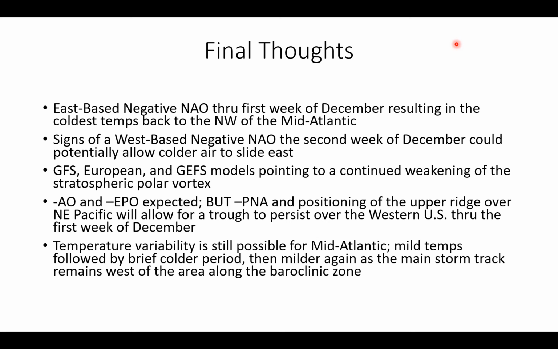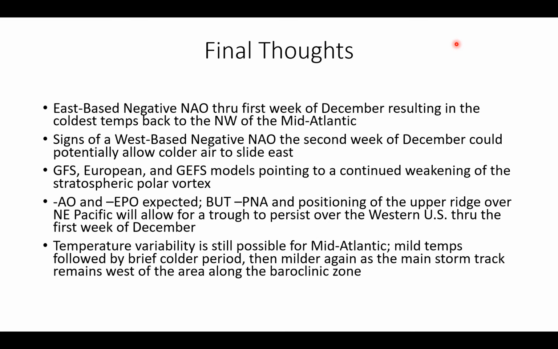Now, there are signs of a west-based negative NAO taking place at some point during the second week of December, where those higher heights and the ridge axis extend further just to the west of Greenland. That could potentially allow the colder air to slide further east to the eastern U.S., to the East Coast.